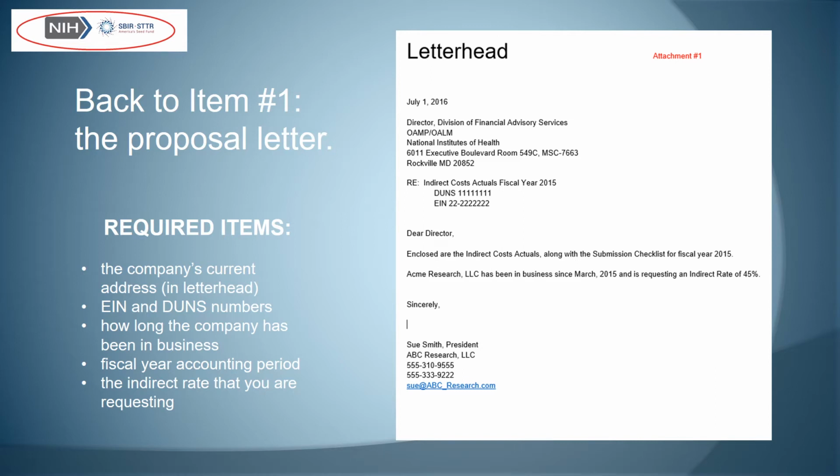This letter must include the company's current address, usually in your letterhead, the EIN and DUNS numbers, how long the company has been in business, the fiscal year accounting period, and the indirect rates that you are requesting. There is no form letter for this, but you may use my sample letter which has the DFAS address and just fill in your information. Please use your letterhead and number it at the top because it is an attachment. Remember to add please see attachment number 1 on item number 1 on the submission checklist.